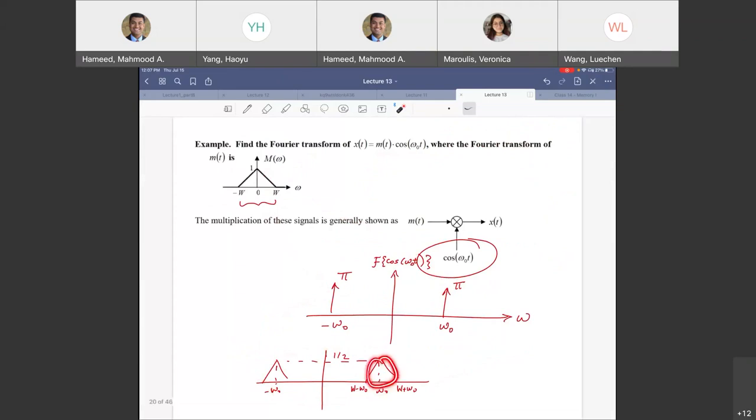This guy will move up to 2 omega naught, and it will also move down to 0. This guy will move down to 0, and it will go down to minus 2 omega naught. So you'll have one triangle here, two triangles that are right on top of each other at 0, which can be extracted using a low-pass filter. That's how you detect a message. So you put it onto a carrier, send it, at the receiver, low-pass filter it, extract the message.